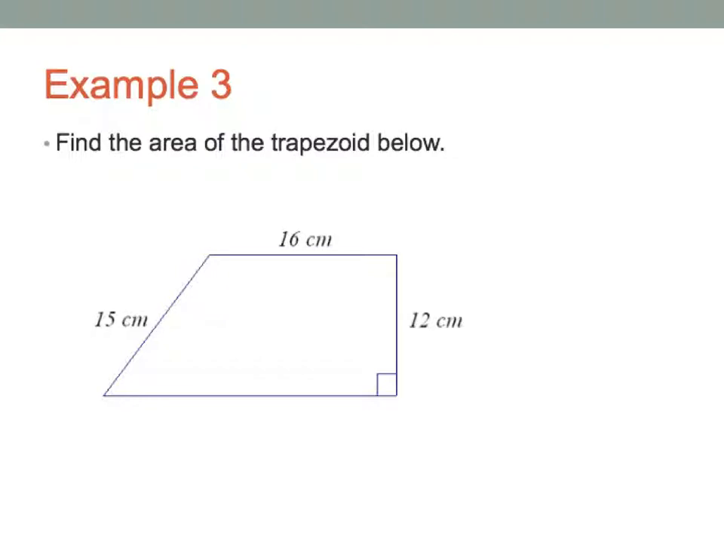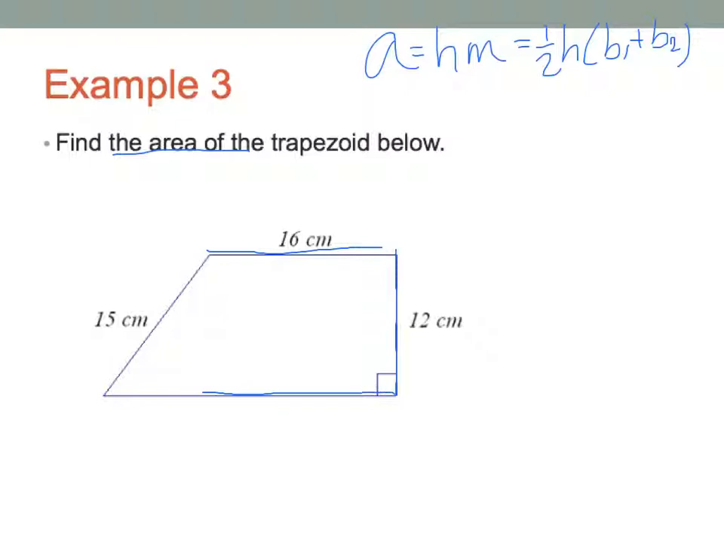Example 3, find the area of the trapezoid below. So area equals, let's say, height times our median, which also equals 1/2 times my height times the sum of my bases. Okay, let's keep moving on. I have one base, and I have a height. And from here to here I've got 16. But what's missing? This length.